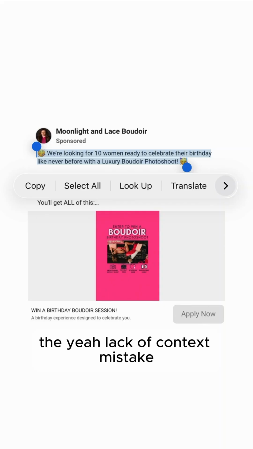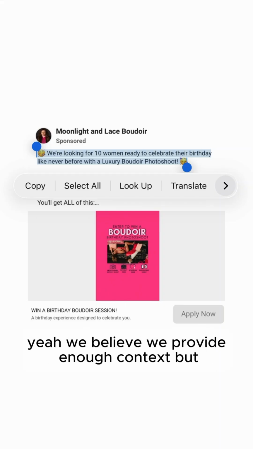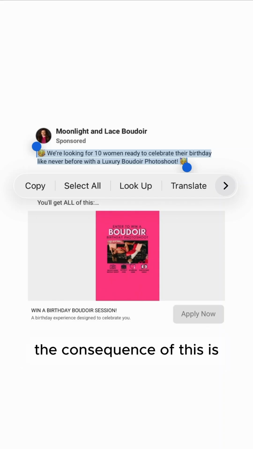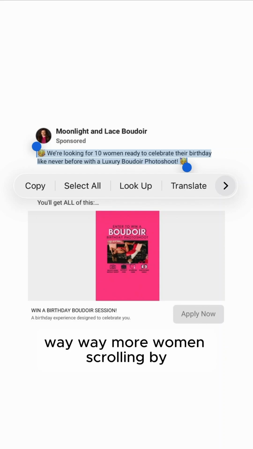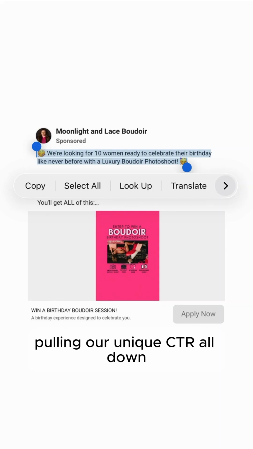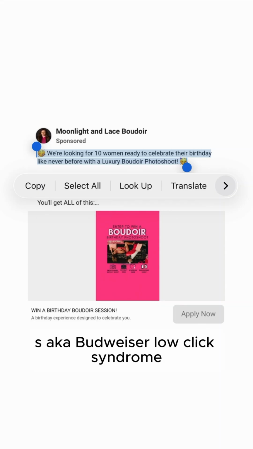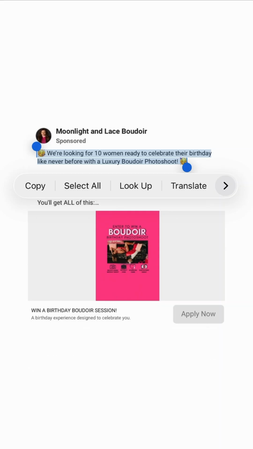Yeah, lack of context mistake. The false belief that caused us to make this mistake is we believe we provide enough context. But the consequence of this is we actually have way more of the right women scrolling by than necessary, pulling our unique CTR all down and pointing to us having BLCS, aka Boudoir low click syndrome, increasing that probability.